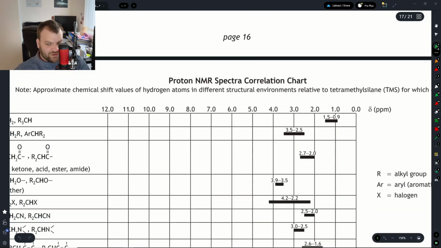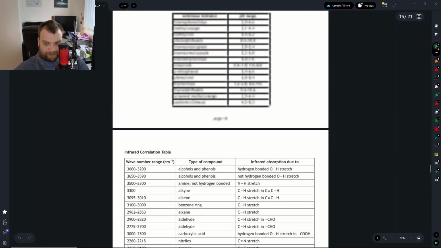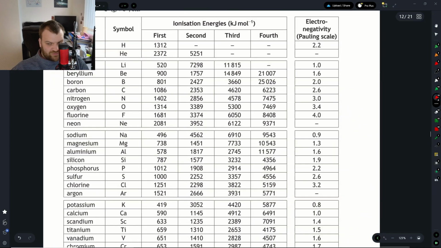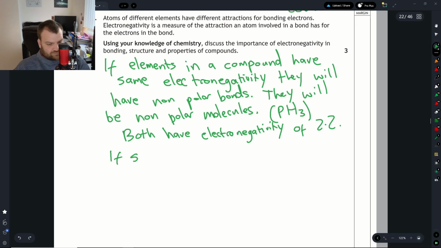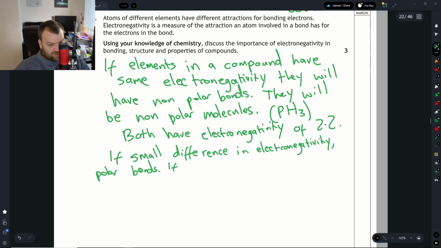To illustrate our point, we can use examples from the data booklet. We have a few options. I am going to go for phosphorus and hydrogen. Phosphorus makes 3 bonds, hydrogen makes 1 bond, so it'd be PH3. If we have a small difference in electronegativity, next we could talk about the shape. If symmetrical shape, then you get a non-polar molecule.